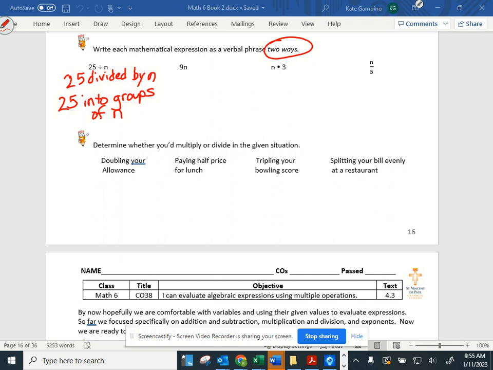Then on the bottom, it says determine whether you would multiply or divide in the given situation. And here's where we see that doubling that Matthew had talked about. So think about, is doubling, are we going to be multiplying or dividing? Paying half, you're just going to write it down. Are you going to be multiplying or dividing? If we triple, is that multiplying or dividing? And when we split our bill. So in our table up above, we didn't put all of those words, but we need to think it through. Does that mean we're getting bigger or are we getting smaller? If you're going bigger, you're multiplying. If you're going smaller, you're dividing.